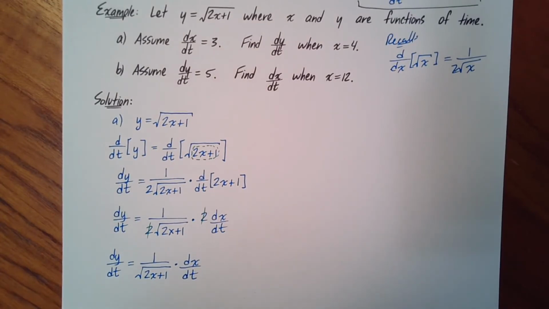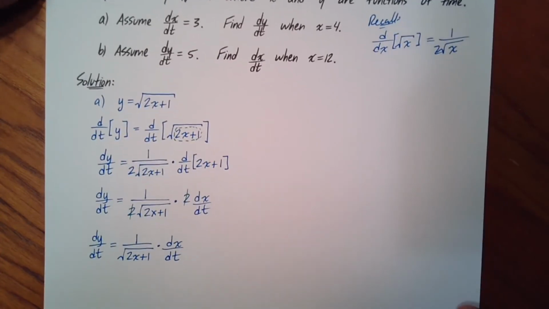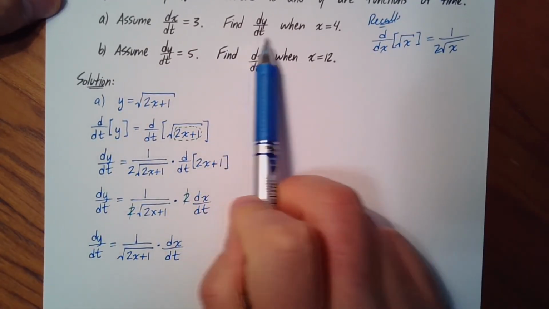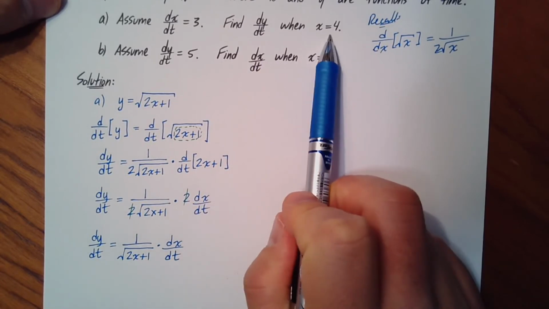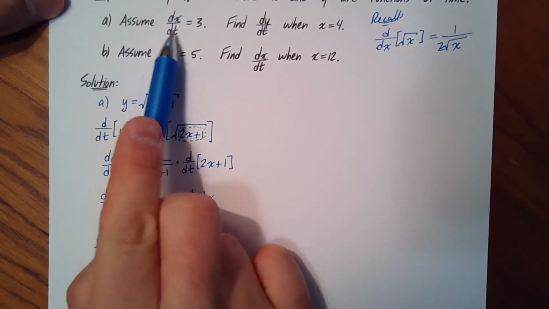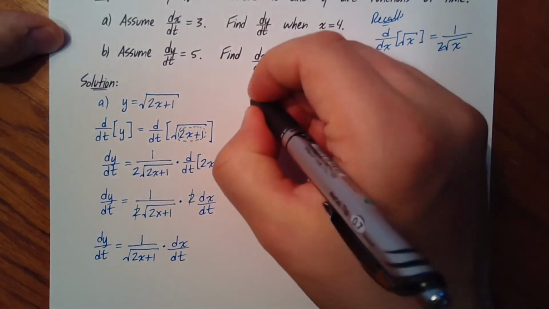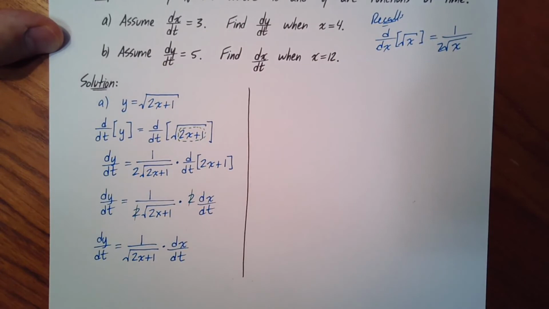Now, what about the problem, right? We're asked to find dy dt at the particular moment in time when x is equal to 4, and we're also asked to assume that dx dt is equal to 3. So let's do that. We're going to plug both of those values in.